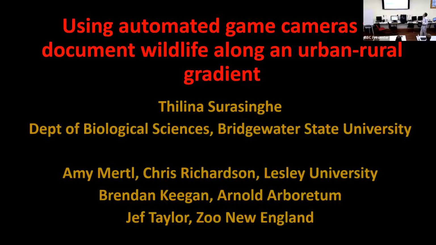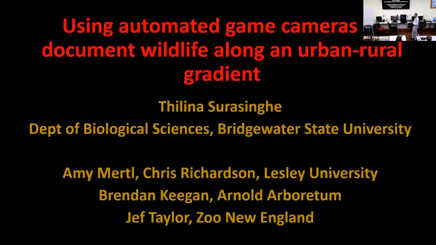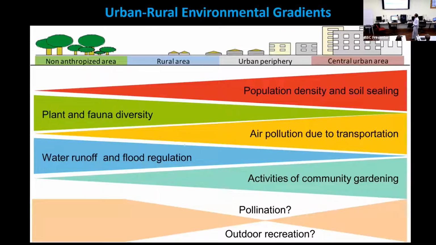The idea here is to use an automated set of motion activated trail cameras to document the wildlife occupancy along an urban to rural gradient centering on the greater Boston area. So what is this urban to rural gradient? This is not new to most of you in this crowd.